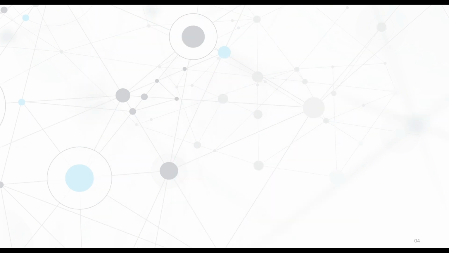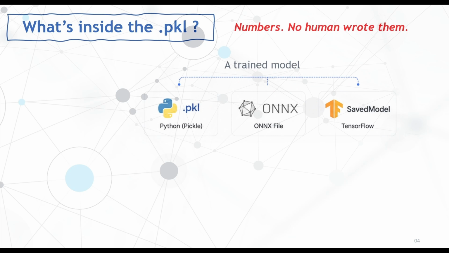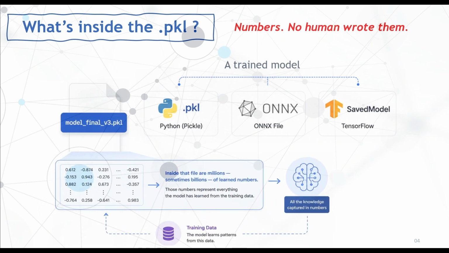Now, this model is basically just a file, something like a .pkl or pickle file, an ONNX file, that is Open Neural Network Exchange file, or a TensorFlow saved model. Inside the file are numbers. I told you, just numbers, millions, sometimes billions of them. Those numbers represent everything the model learned from the training data. All the knowledge is captured in those numbers. They are nothing but weights or parameters. I hope this is clear to you.